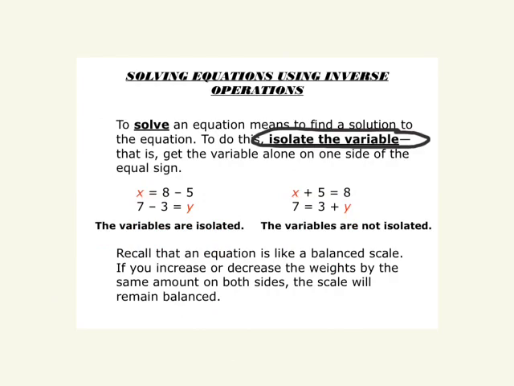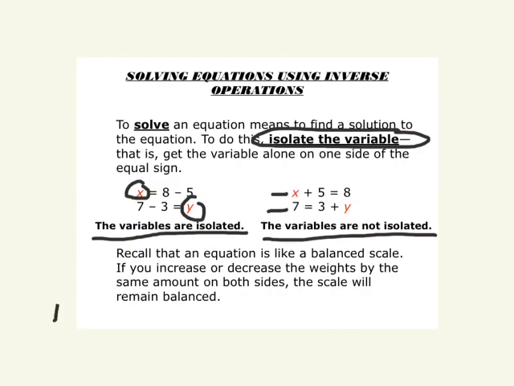So if you look at these two examples on the left side, these are examples where the variable is isolated. As you can see, x is all by itself on the left side. And y is all by itself on the right side. These variables are not isolated. On the first one, x is being joined by 5. And on the bottom one, y is being joined by 3. So, when you solve an equation, your goal is to isolate the variable. To isolate the variable, you're going to use inverse operations.